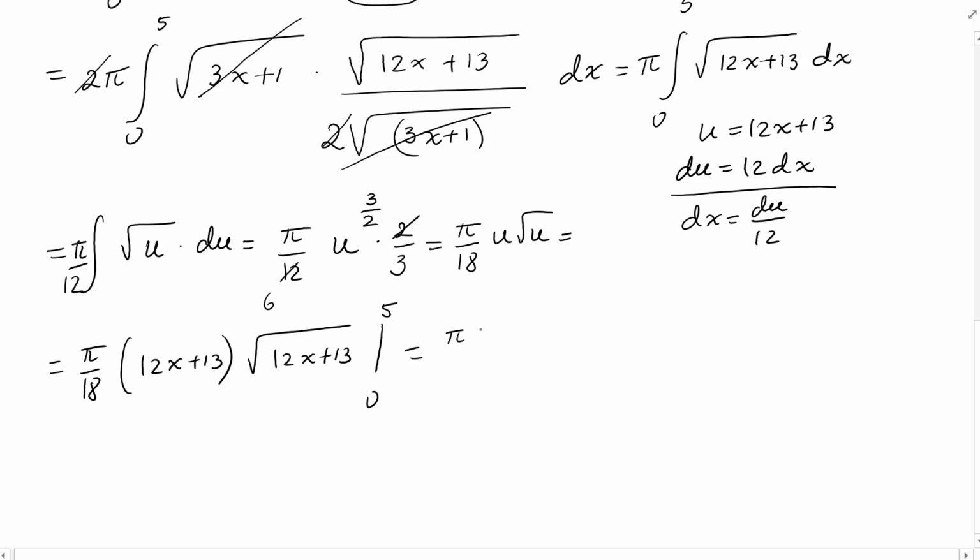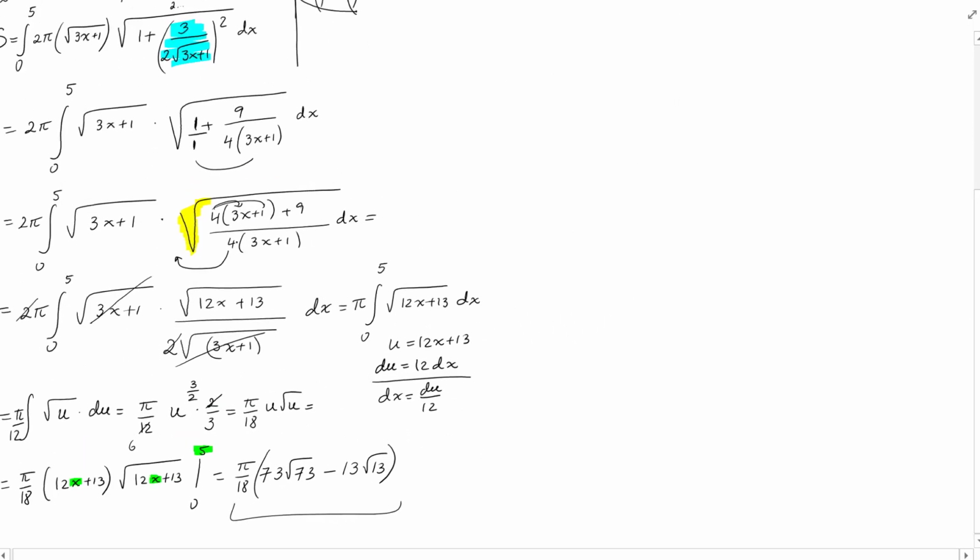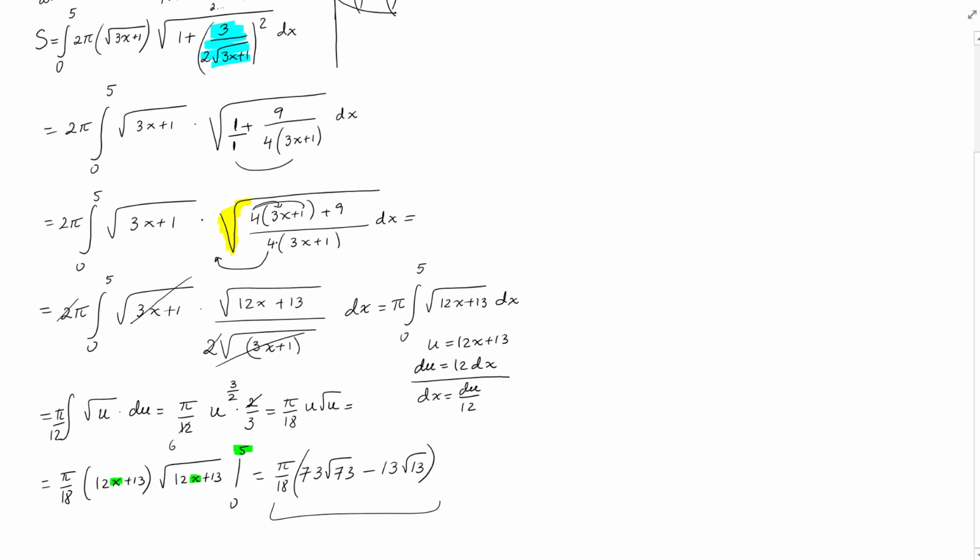So we get pi over 18, and then when we replace x with 5, we get 73 square root of 73, and then minus, and now we replace x with 0, and we get 13 square root of 13, and we'll leave it like this. And this is the work for our problem.